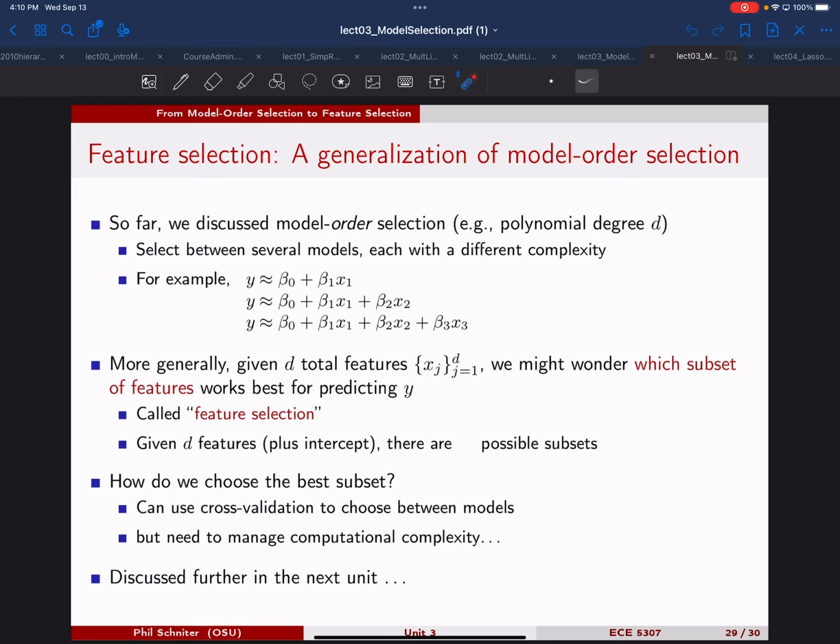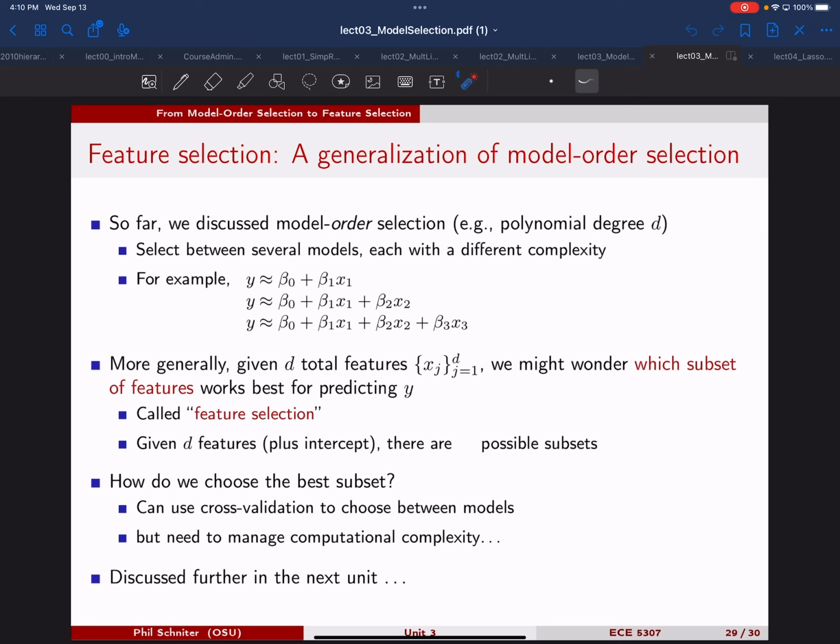Let's get started. So today we're going to just finish up quickly with the last slide of the previous unit, which is sort of a motivation for the next unit. So this is the last slide of Unit 3. So basically, we've discussed model order selection in this unit, where we are just choosing the complexity of a model. In the case of a polynomial, we're choosing the polynomial degree d.